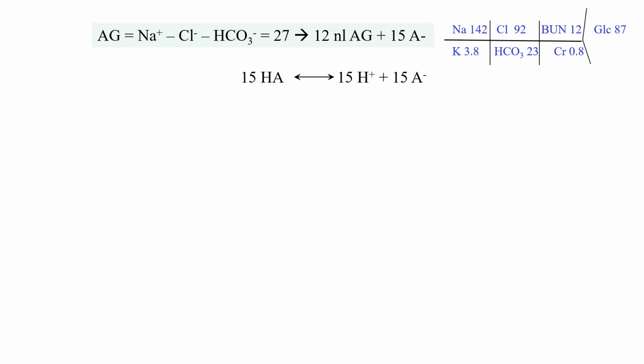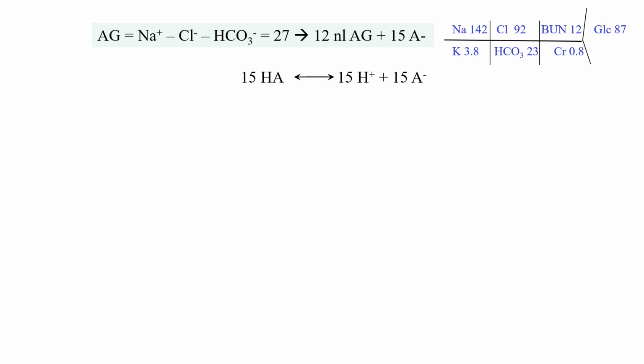Let's do another case with high serum anion gap. Imagine a patient with a chemistry panel as shown. The serum anion gap for this patient is 142 sodium minus 92 chloride minus 23 bicarbonate, which is 27. When we have a serum anion gap of 27, we can assume that in addition to the normal 12 anion gap, we now have 15 extra anions. We can next assume that these 15 anions must have accompanied 15 equivalent acid, H+.